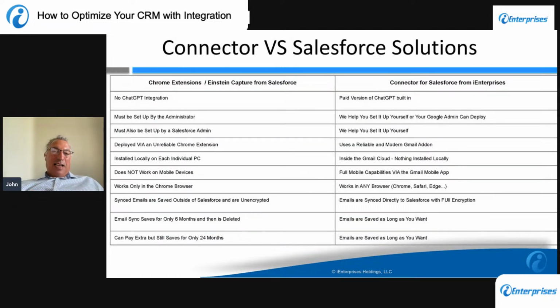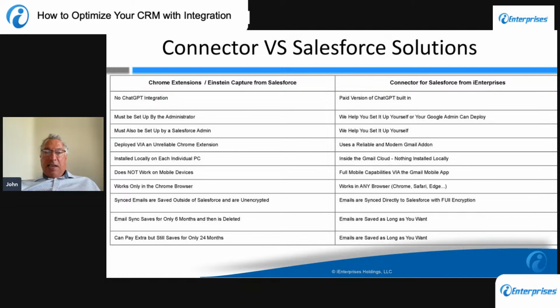This slide has a lot here, but basically the background sync in Salesforce, which is Einstein Activity Sync, for some reason syncs stuff outside of Salesforce to Amazon AWS. It leaves it there unencrypted, and it doesn't show on the normal Salesforce reports. Then it gets deleted after a year, unless you want to pay more. There's that concept again of paying more. Then you can keep it, but only for 2 years if you pay more.